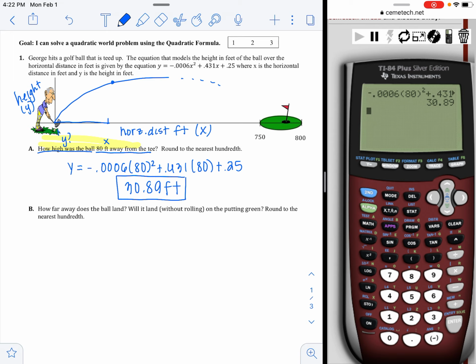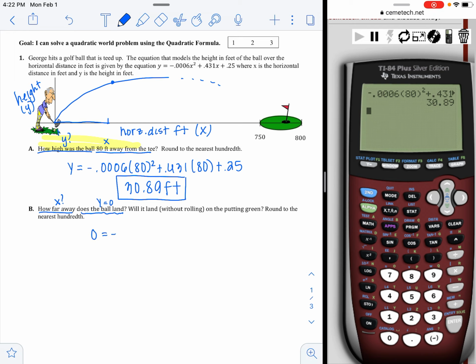Next question, how far away does the ball land? Will it land without rolling on the putting green? Round to the nearest hundredth. So how far away? x, question mark, right? I'm looking for x. What is the height of the ball when the ball lands? This is when y is 0, right? So what we're going to do is make y 0, and solve for x.